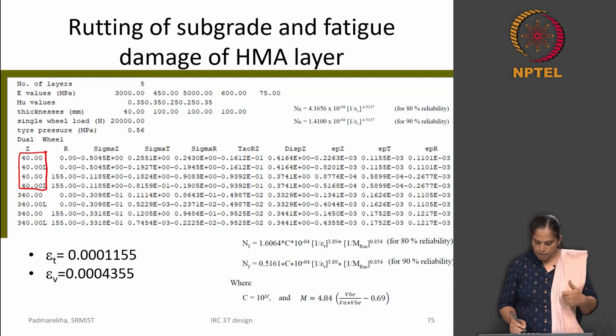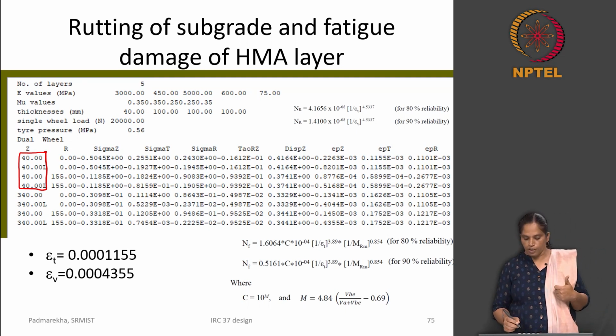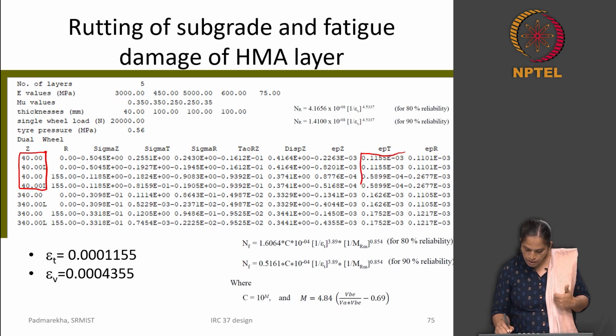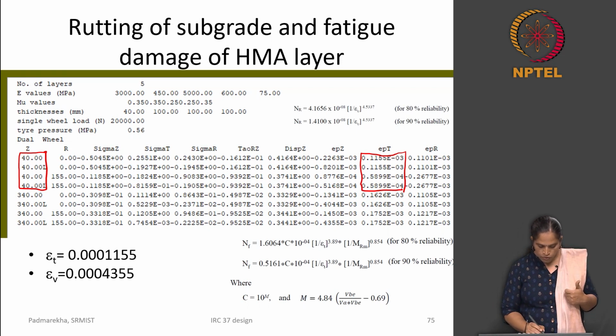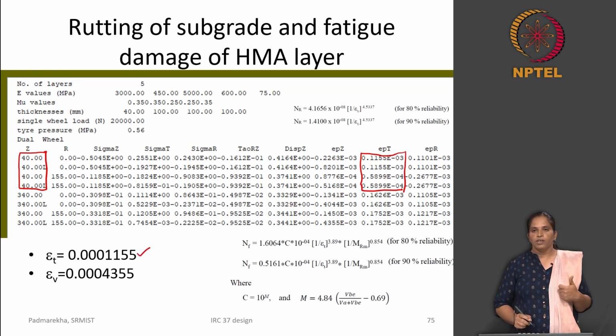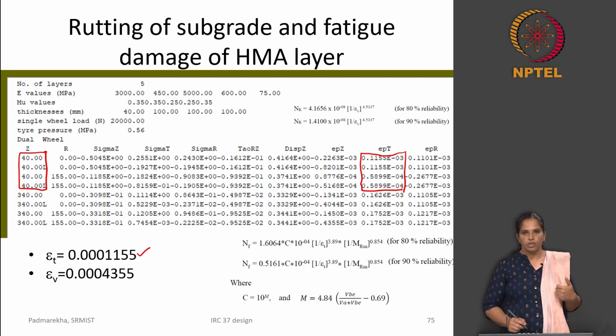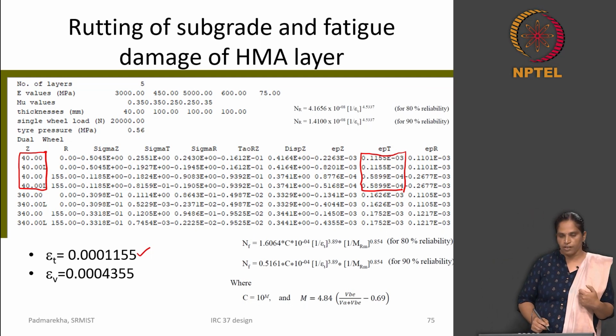It is a tensile strain, so it is positive here. Tensile strain positive corresponds to epsilon T. So the maximum value from this number is considered as epsilon T, which is 0.000115. So this is the strain that induces fatigue damage in the asphalt layer.